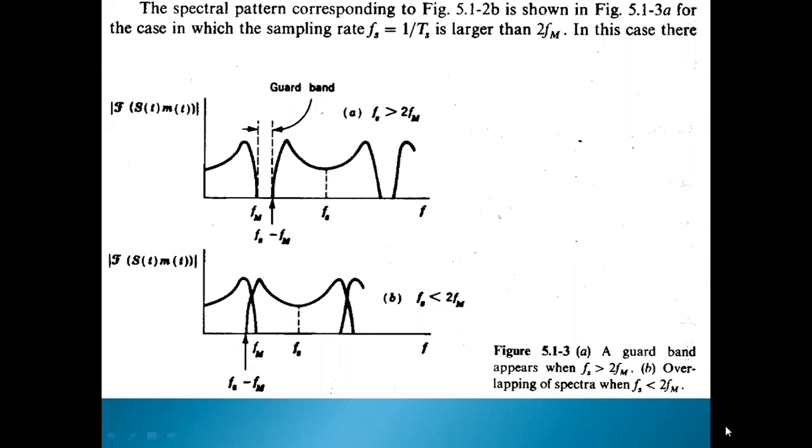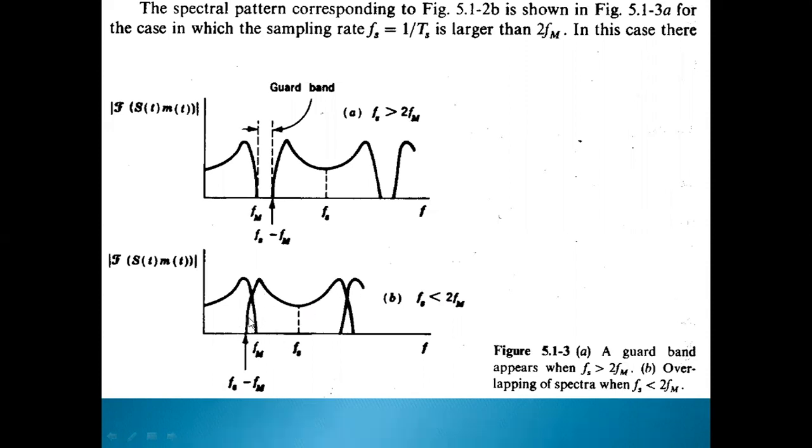So this is not a suitable formula for recovering the signal. Only Fs greater than 2Fm allows the signal to be recovered. This is the sampling theorem. The Fs less than 2Fm condition is called undersampling, and the undersampled signals are not identified clearly and not recovered properly because of overlapping.